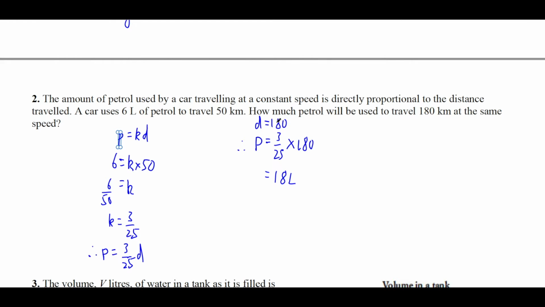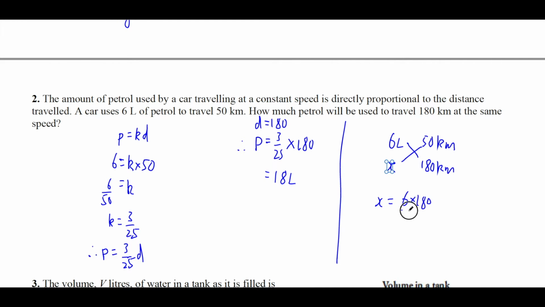Now, this is how you can do this question through the method that I taught you today, but I'm just going to tell you another way that you can do this, which is actually a lot easier. And it's called the cross method. So if a car uses 6 liters to travel 50 km, and the question asks you how many liters to travel 180 km, what you can do is just draw a cross. And then you do 6 times 180 divided by 50. This is the quick way to do it, but it might not work with every question. So x equals 6 times 180 divided by 50, right? And this will also give you 18 liters.